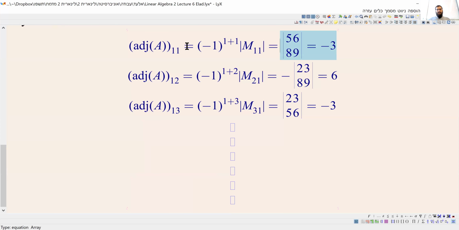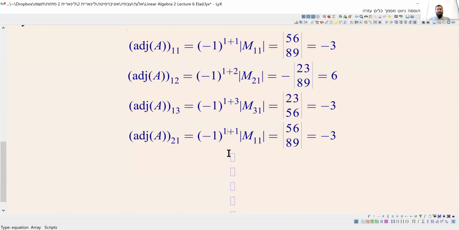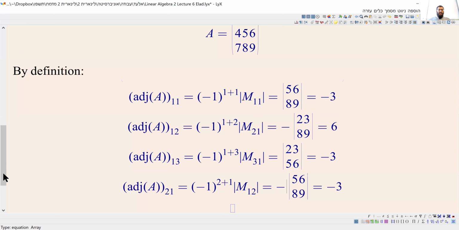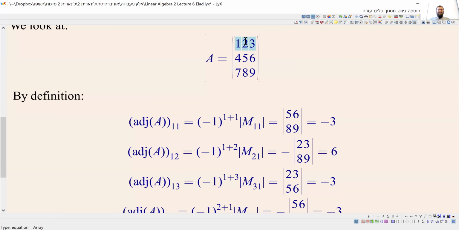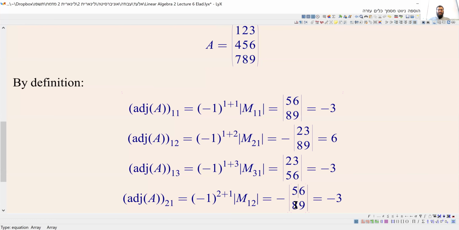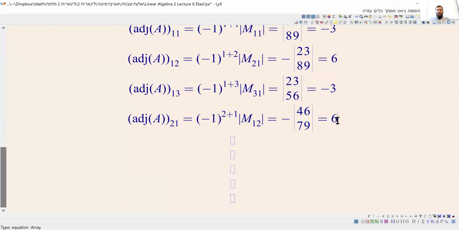Okay, moving on. As I mentioned, boring, yes. Difficult, probably no. The element 2, 1 of the adjugate matrix is minus 1 to the power of 2 plus 1, multiplied by the 1, 2 minor. Yet again, we switch the indexes. It is minus, and deleting the first row, deleting the second column, we have 4, 6, 7, 9. Using this minus, it is yet again 6. Okay, 4 out of 9.